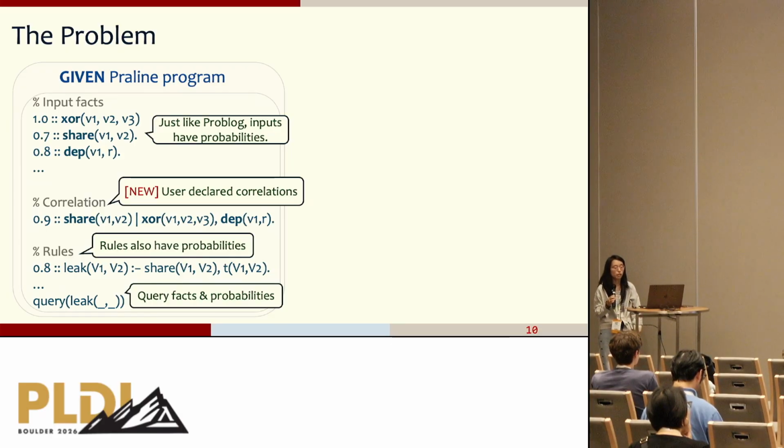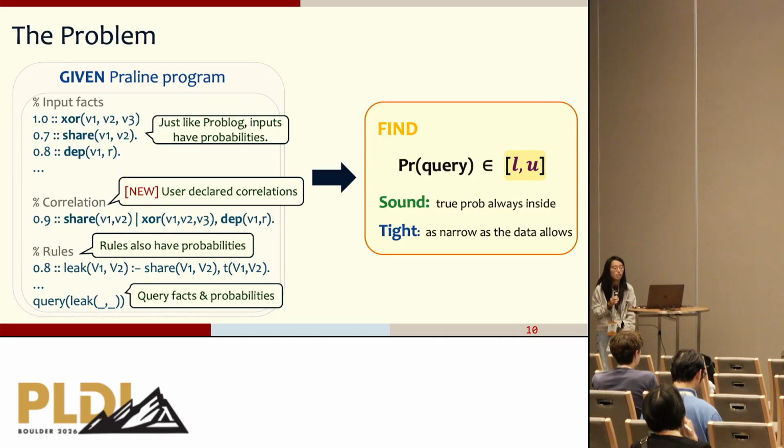Eventually, you want to query the facts and the probabilities. Given such a program, our objective is to compute the probability of the query, which is actually a bound. We want this bound to be not only sound, but also tight. Soundness here means that any actual true probability should always be encapsulated inside this bound.